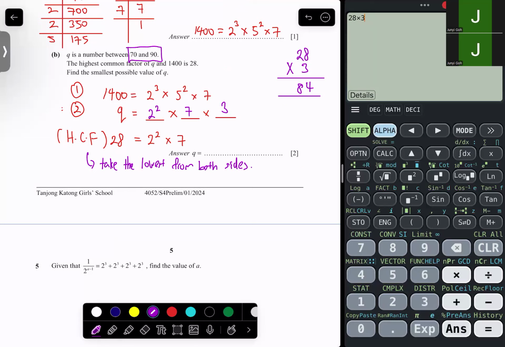Because any other number, say for example 5, it will exceed 70 and 90. It will have been a common factor with 1400. So the only possible number is 3 down here. So find the smallest value of Q, right? So Q is 84.